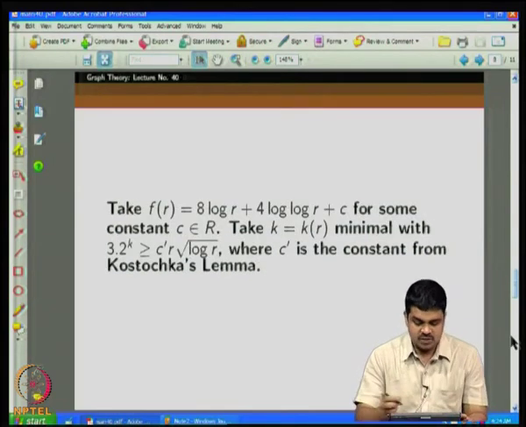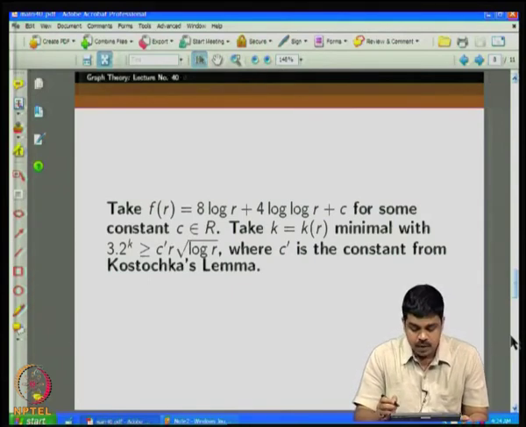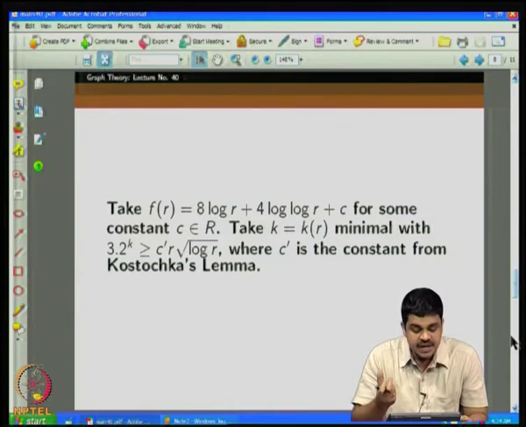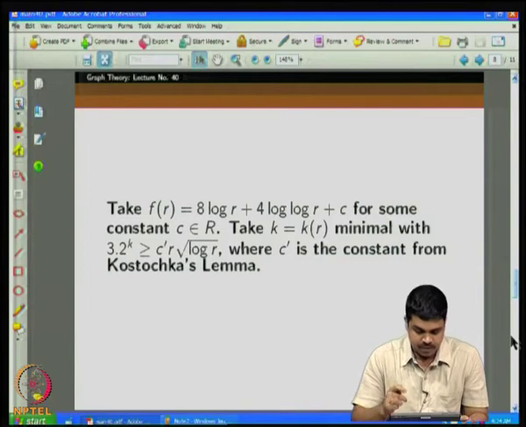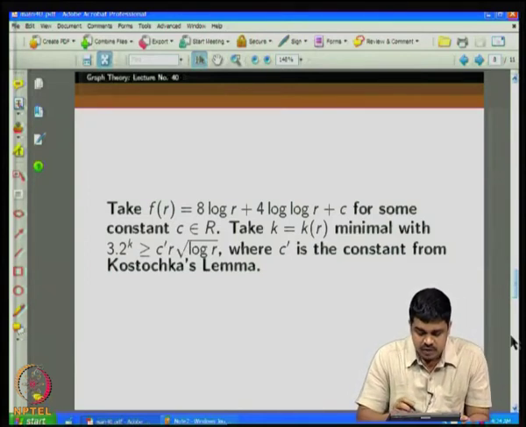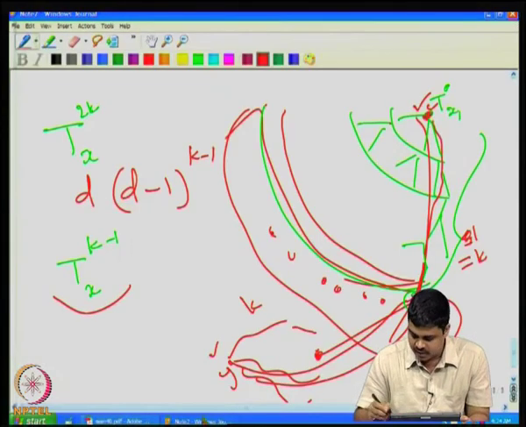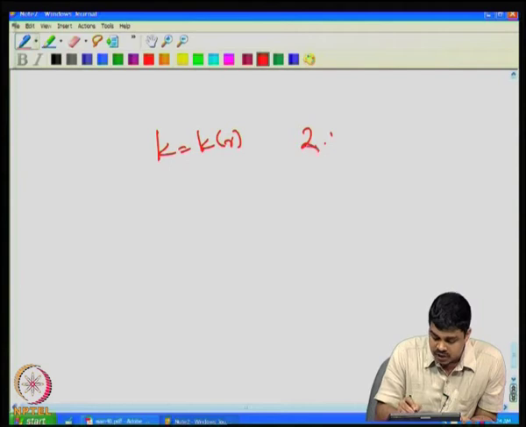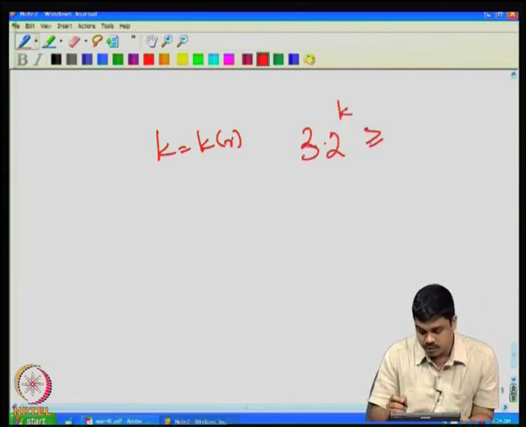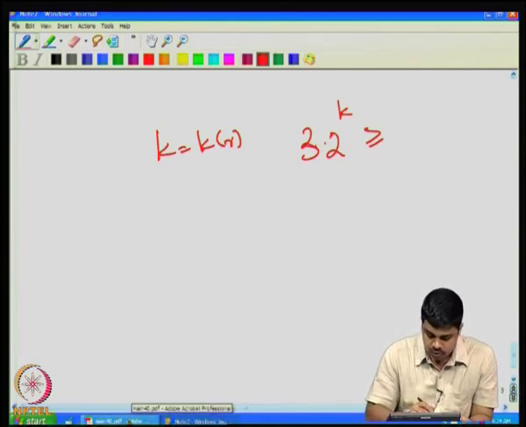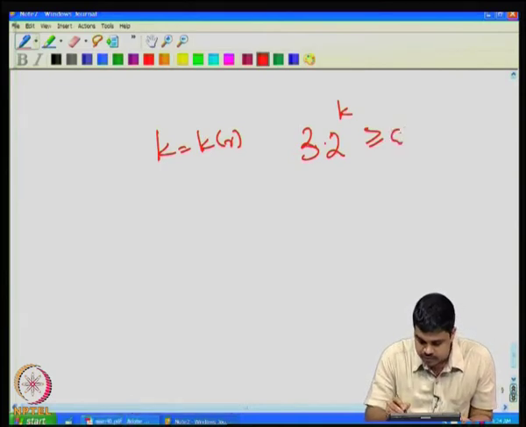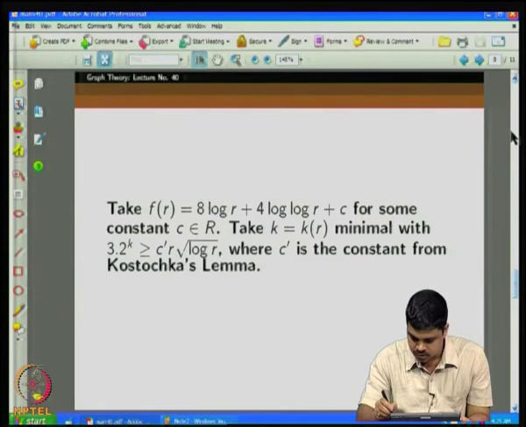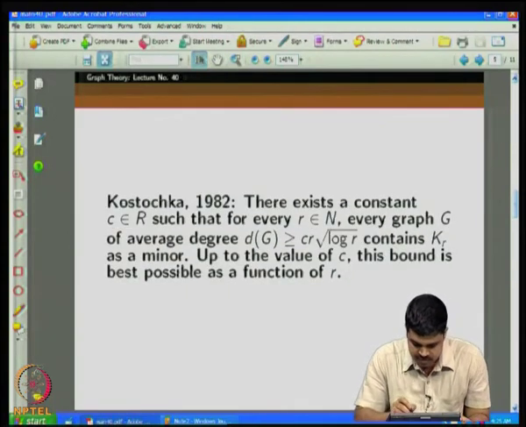We will take this f(r). Thomason's statement says that if the girth is greater than f(r), we can find a K_r minor, even with the minimum degree requirement 3. Initially, let us say the minimum degree is just 3, d equal to 3. In Dištel's statement, we can take d equal to 3. Then we define k equal to k(r), such that 3 into 2 raised to k is greater than or equal to 2 into, see, this is that constant from Kostochka's theorem, and then r times root log r. So this is coming from this statement, this C r root log r.